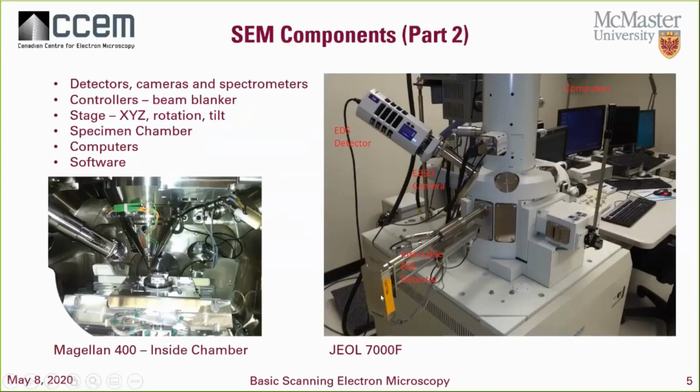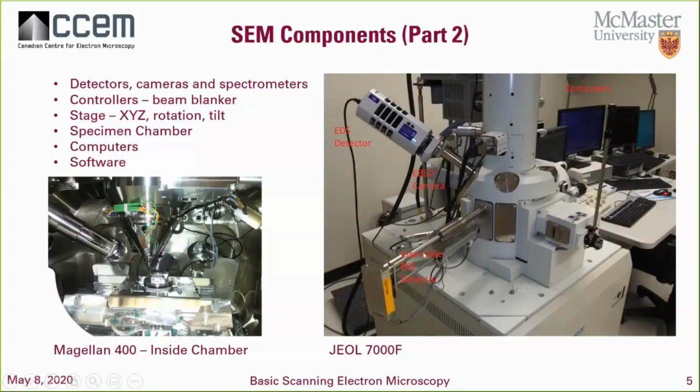So here we can see on the left-hand side, inside one of the chambers of one of our SEMs, there's a sample in the holder and the stage here. So it's a piezoelectric stage. You can also see some of the detectors. So here you can see one of the EDS detectors. This is the bottom of the pole piece or the electron column.